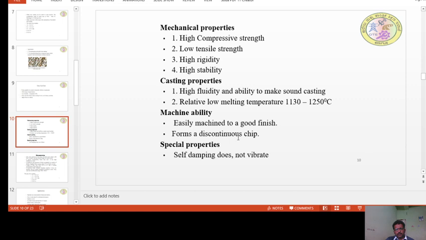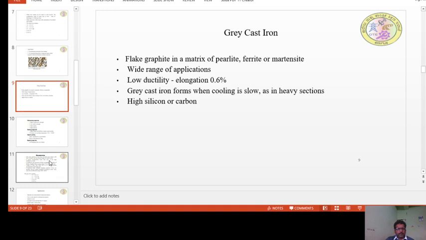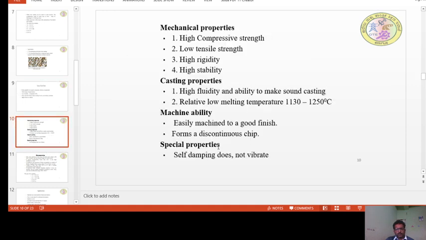So we know that when the metal is subjected to machining, three types of chips are possible. One is discontinuous chips, another is continuous chips, and the other is continuous chips with built-up edges. Machining of this gray cast iron results in the formation of discontinuous chips, so that the surface finish is good. And one of the special properties is self-damping, it does not vibrate itself. So damping properties are very good.